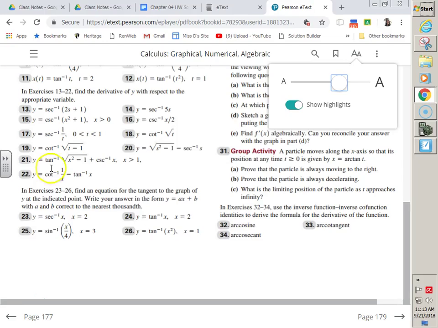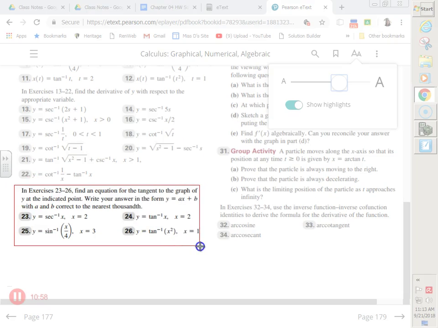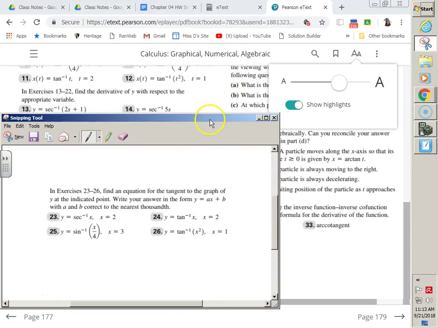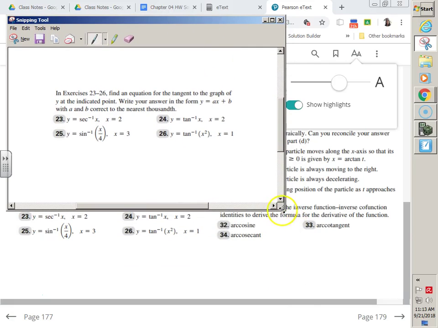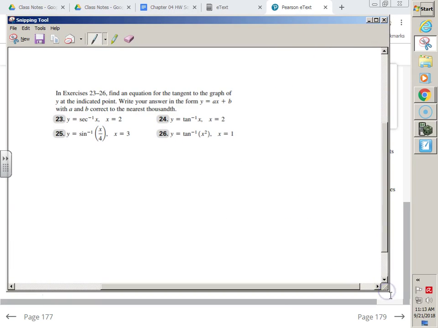Directions say equation of a tangent line. Oh, you have to get y by itself? That's kind of lame. Correct to the nearest thousandth. Who would do that? Oh, well. Let's make an equation of a tangent line that's correct.